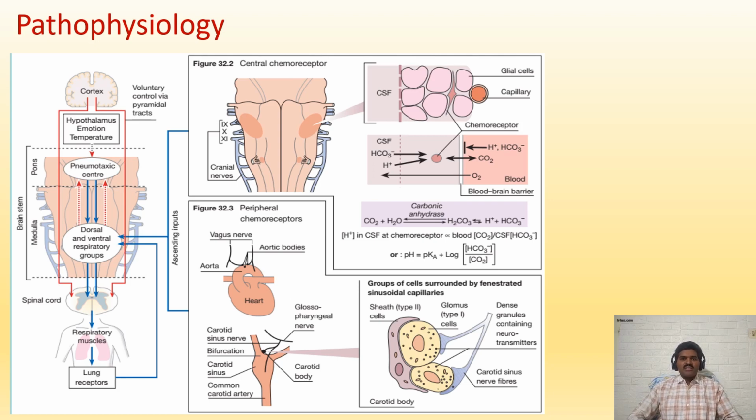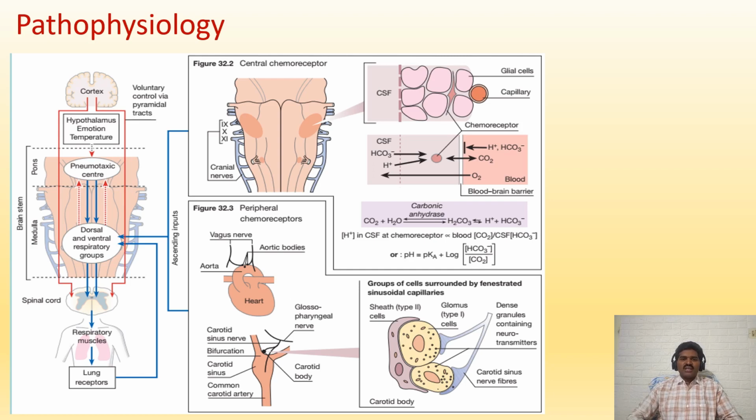The central chemoreceptors are located near the nuclei of cranial nerves 9, 10, and 11. They sense the CSF carbon dioxide through glial cells and capillaries. The chemoreceptors sense either oxygen, the H plus ion concentration, or the carbon dioxide concentration.